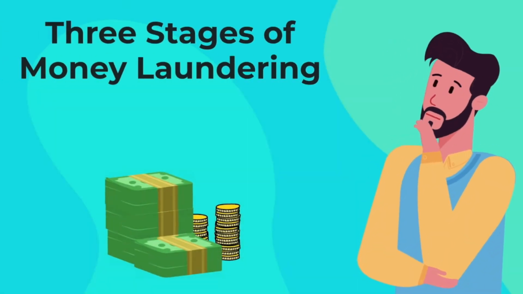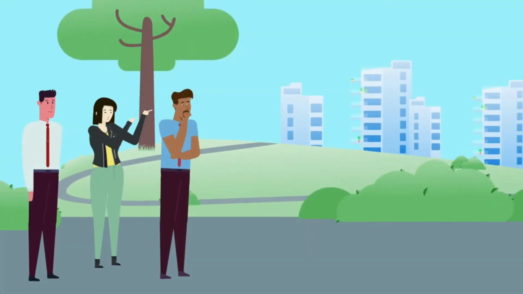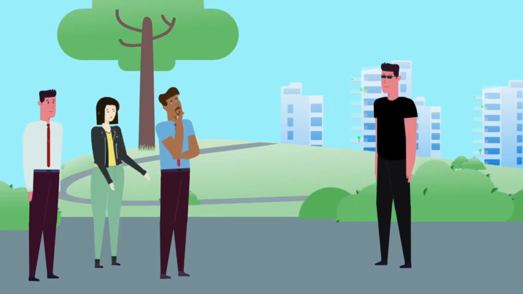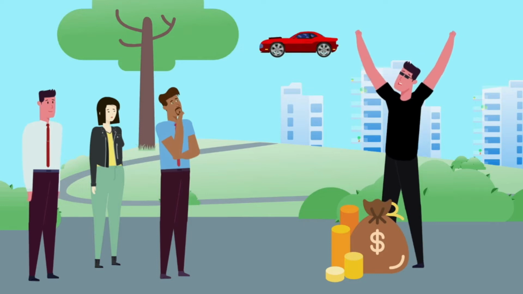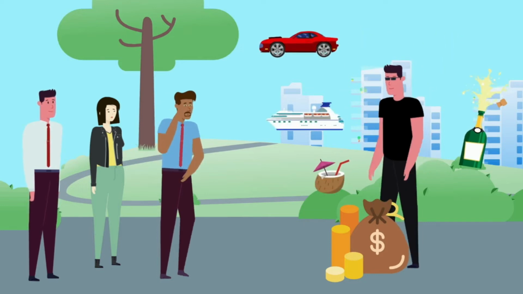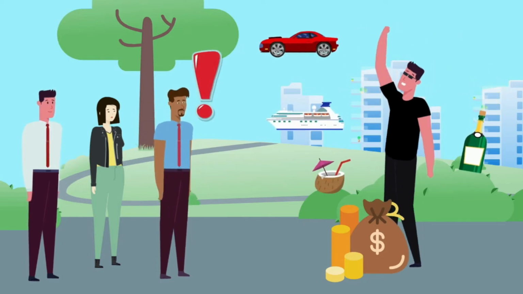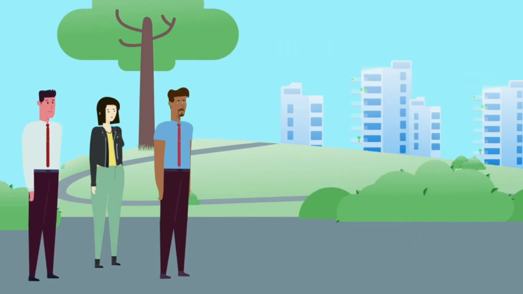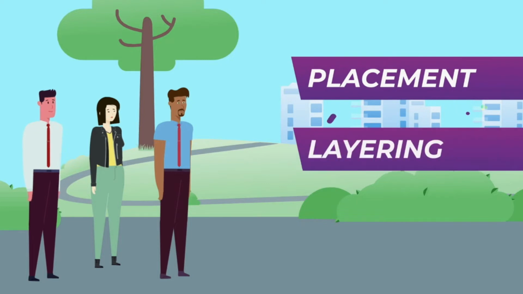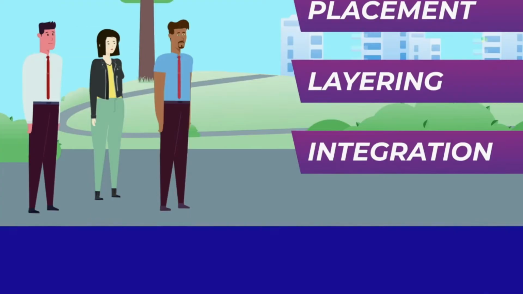3 stages of money laundering. Now, when a criminal makes a large sum of money, it's not so easy to spend the money without being noticed. Throwing money around or randomly spending it will attract attention to the criminal and expose what he or she did to get it. So, money launderers use a 3-stage process: placement, layering, and integration.